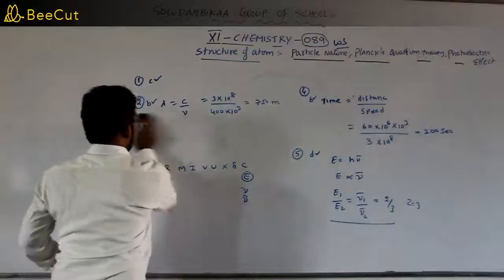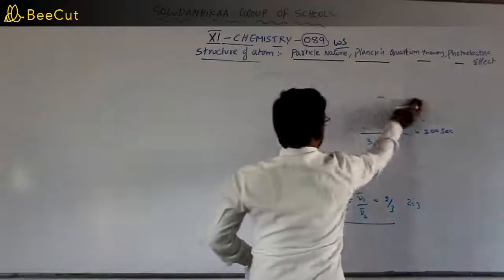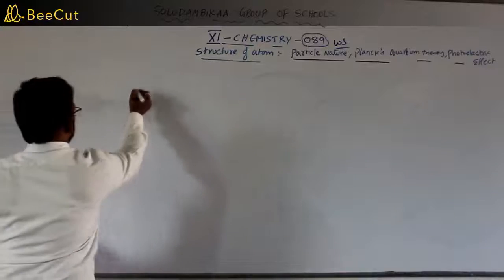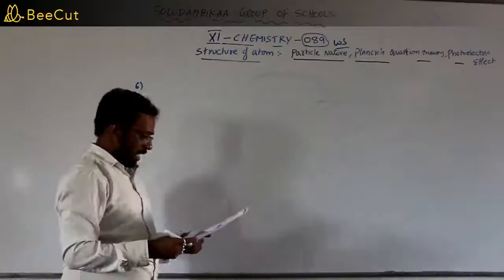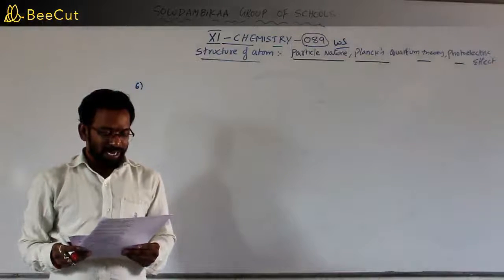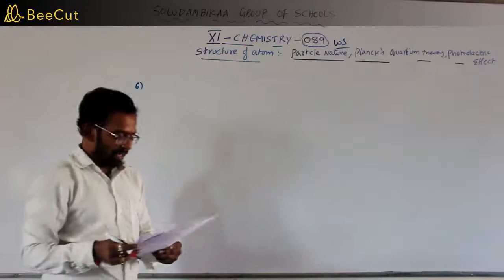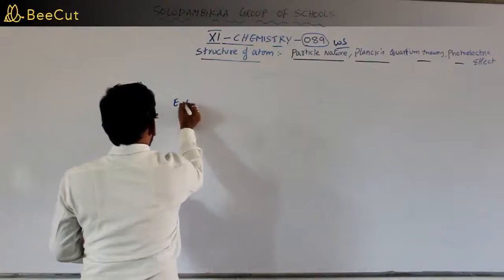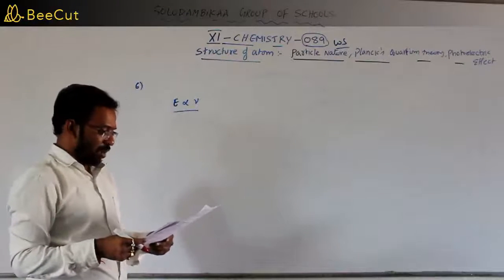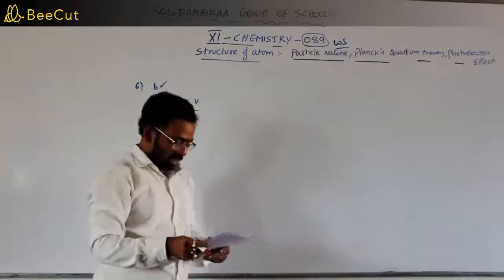Now question number 6. A radio station is emitting radiation of frequency 2 into 10 power 4 hertz. If the frequency is doubled, they ask you to find the change in energy per quanta. Here E is directly proportional to nu. So we can select the second option: energy per quanta will be doubled. So option B is correct for question number 6.